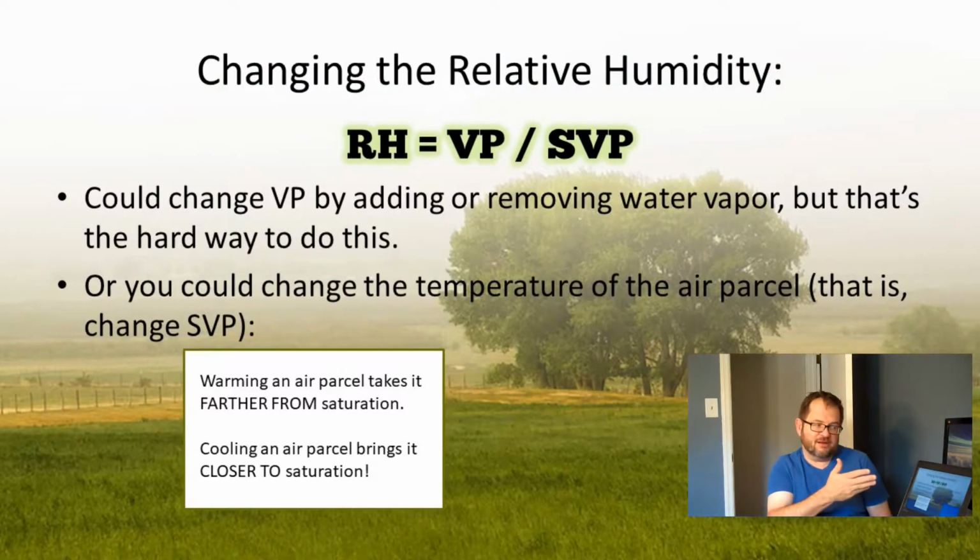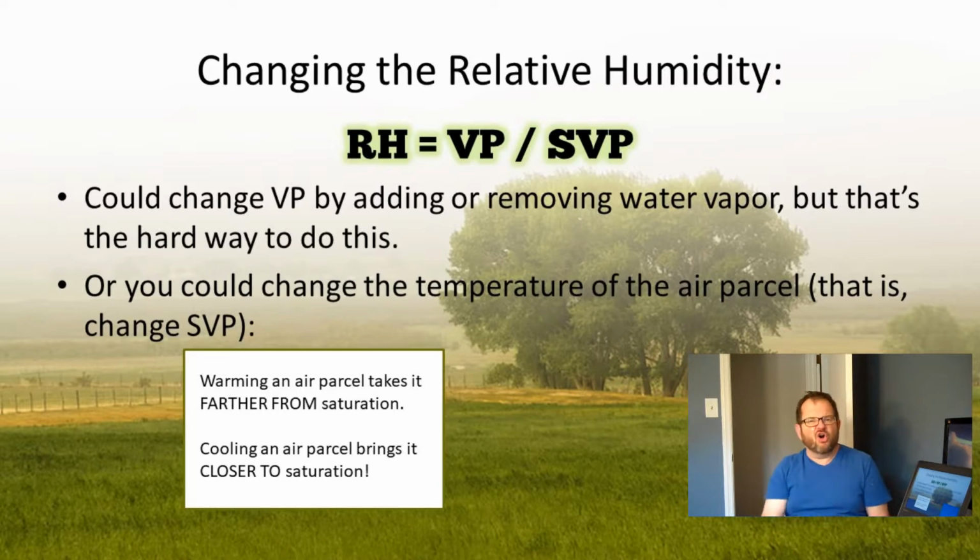But let's be clear about this, because changing the relative humidity is going to be an important part of the rest of this module, because it's going to be about making air saturated. How are we going to make clouds? How are we going to make fog and so on? Well, to change the relative humidity, the left-hand side of this equation, we're going to need to change the numerator or the denominator of this fraction. The numerator, the top part: we could add or remove water vapor as a way of changing the relative humidity. That can be done.